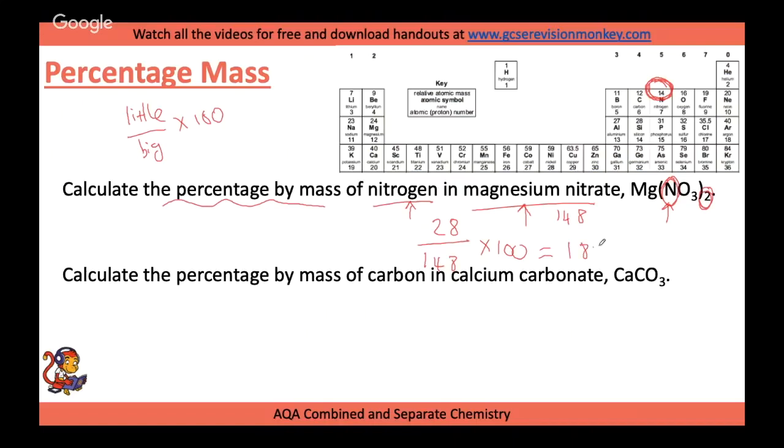So we've done the mass of nitrogen divided by the whole thing times 100, and that will give us 18.9%. If we do a similar thing by here, this says calculate the percentage by mass of carbon in calcium carbonate. So we want the carbon, and there's just 1 of those, and that has a mass of 12, divided by the relative formula mass that we've just worked out on the previous slide, which was 100, times 100 will give us 12%.